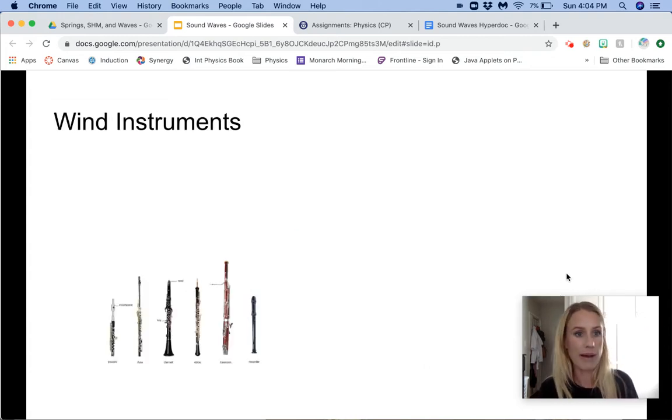All right, let's talk about wind instruments. So these are a bunch of different types of wind instruments. We have a piccolo on the far left. It's a very small wind instrument. A recorder, if you guys remember those from elementary school, on the far right. And then one in from the right, that's called a bassoon. I don't know if you know what a bassoon is, but it's a very large wind instrument.